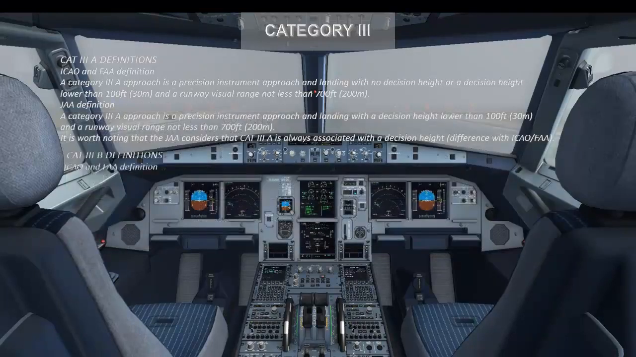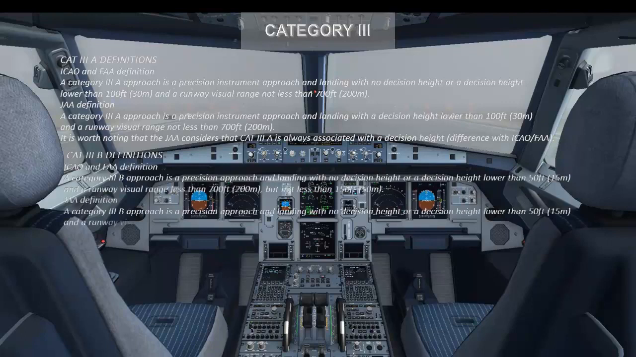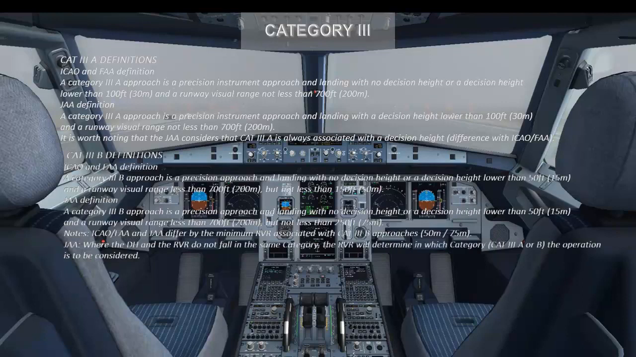Cat 3B definitions. FAA definition. A Category 3B approach is a precision approach and landing with no decision height or a decision height lower than 50 feet, 15 meters, and a runway visual range less than 700 feet, 200 meters, but not less than 150 feet, 50 meters. AWO definition.